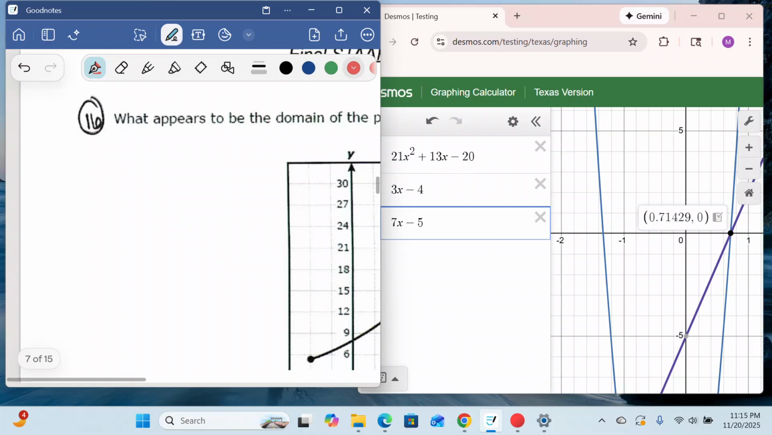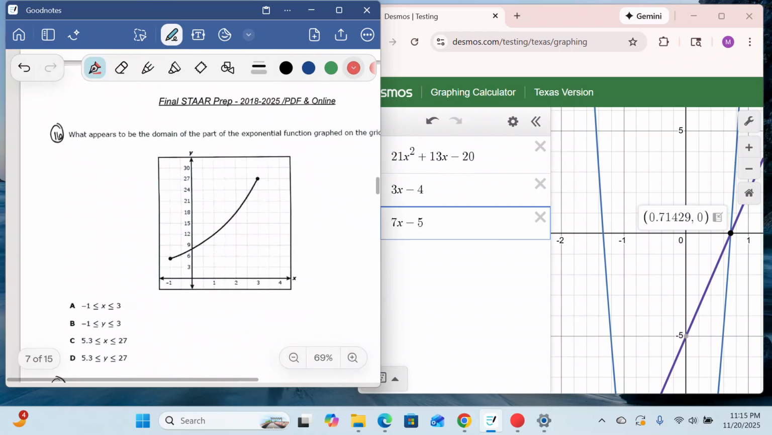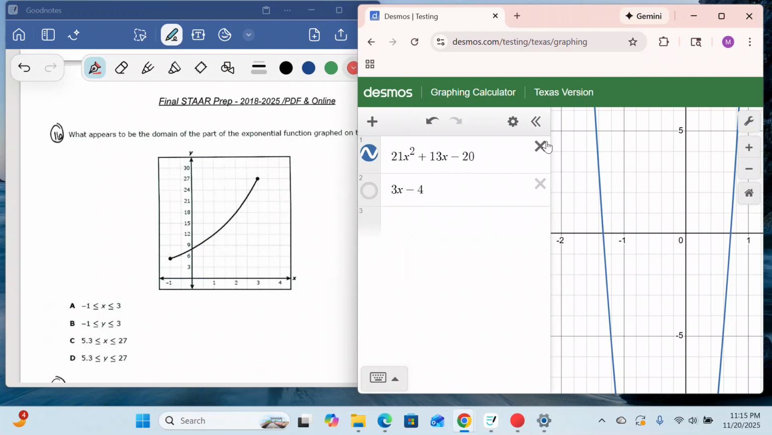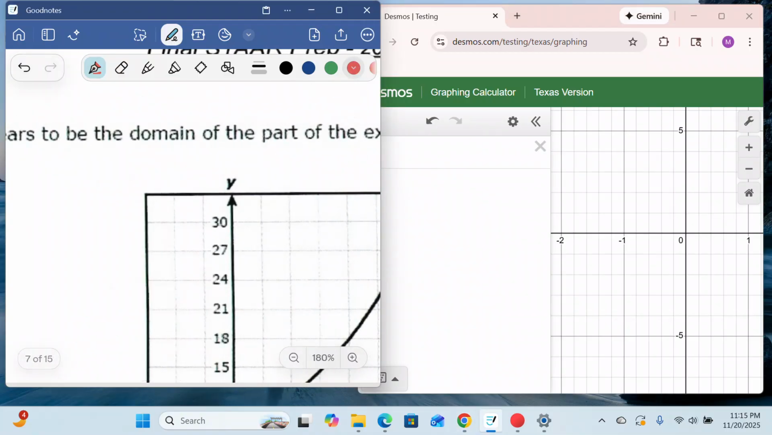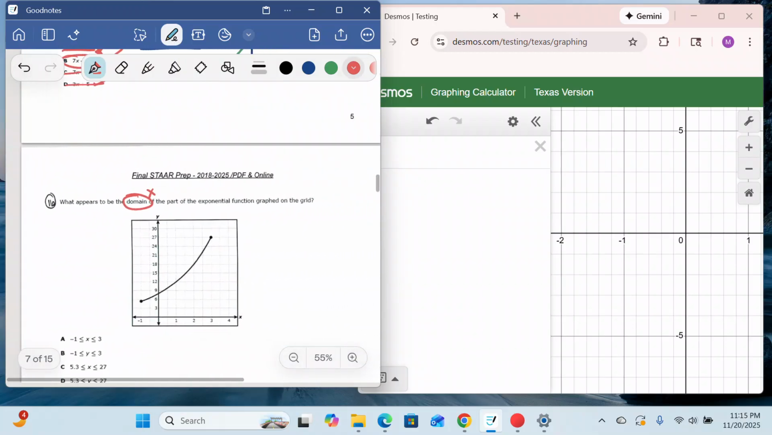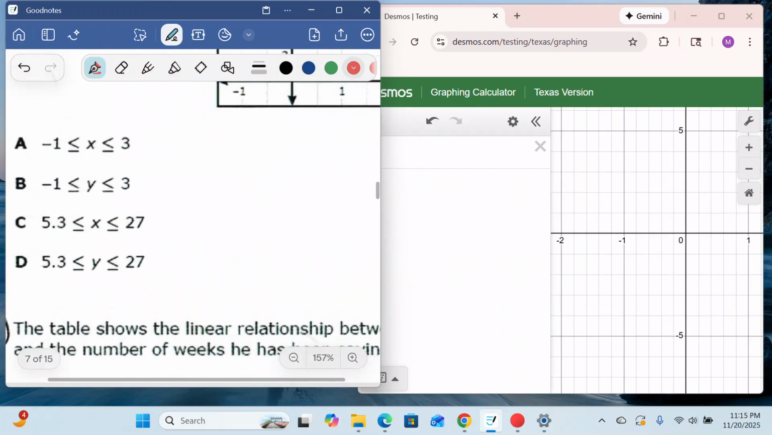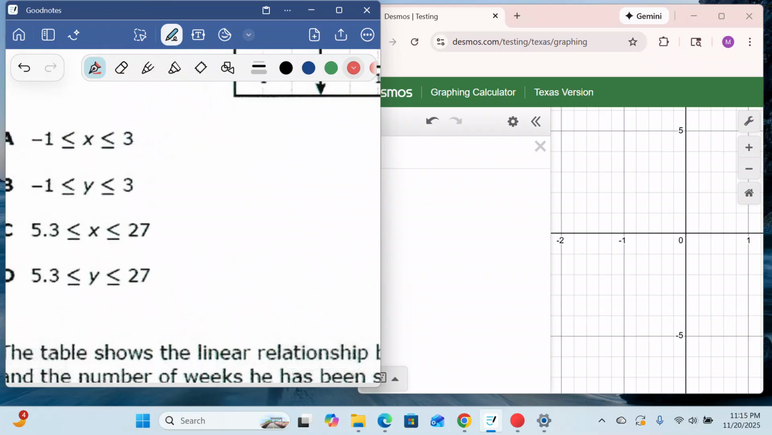If you look at 16, let's take a look at 16. This is an exponential function. There's practically nothing you can really do on Desmos to get the answer right, other than knowing the definition. So, which one appears to be the domain? We're looking at the keyword as being domain, and that is your x. So let's look at the answer choices and wipe them out. If it's an x, we can automatically get rid of this one. B is wrong, and we can get rid of D. So now we have to check, is it this one or is it this one?